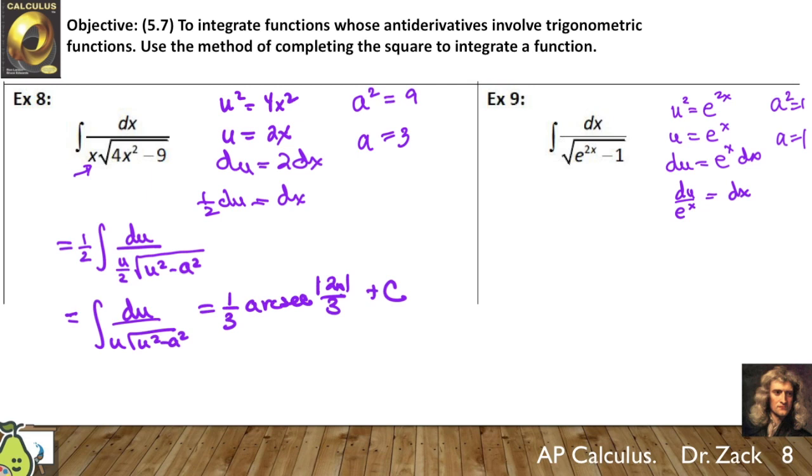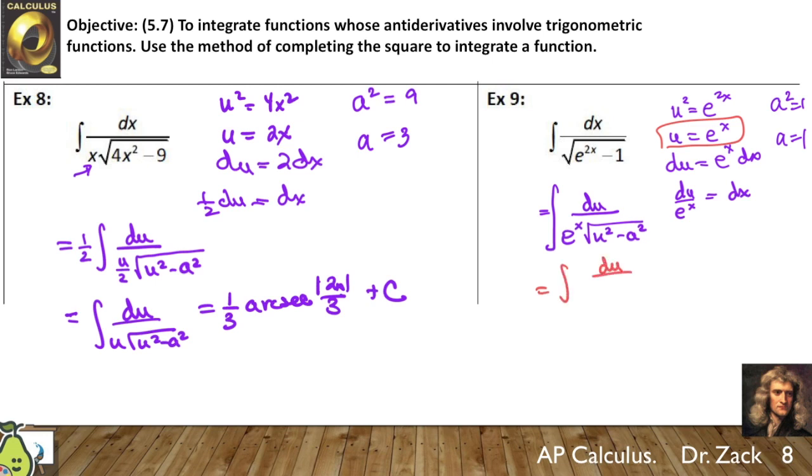So a is 1. If we do our substitution, we'll get du over e to the x square root u squared minus a squared. Oh man, look, we've got that extra e to the x. But isn't e to the x equal to u? So we rewrite our problem one more time.